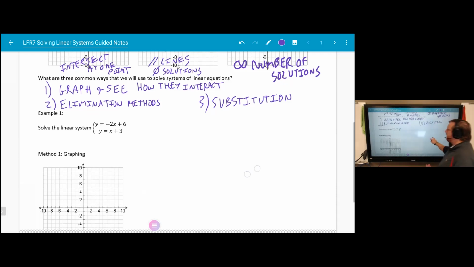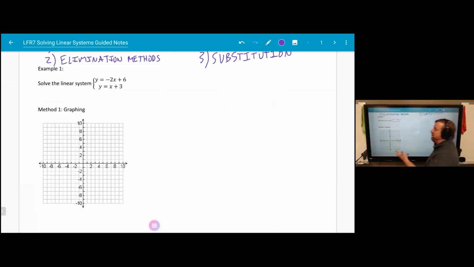So example 1 says solve the linear system. This is how linear systems are usually written. It's got this little fancy bracket, and then you've got the 2 lines here: y equals negative 2x plus 6 and y equals x plus 3. Method 1, solve by graphing. However you want to graph these, I see that these are already in slope-intercept form. So plot the y-intercept, and then use the slope to find different points.